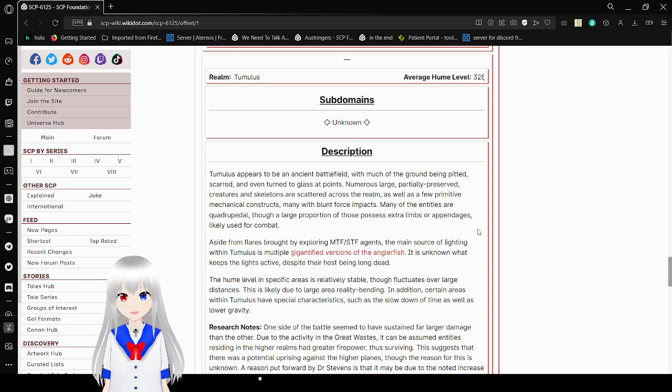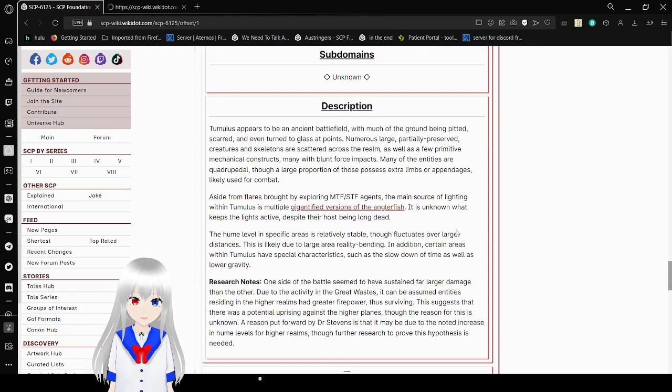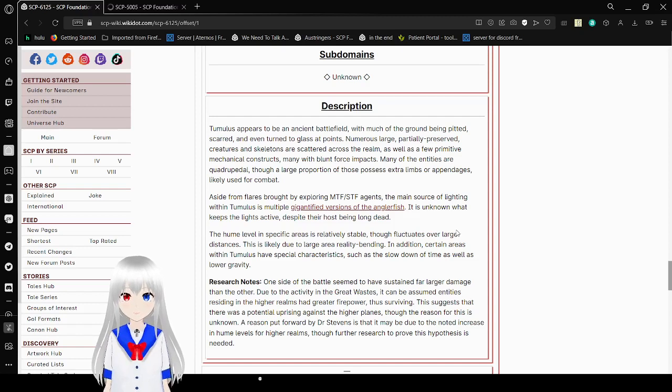Numerous large, partially preserved remains of creatures and skeletons are scattered across the realm, as well as a few primitive mechanical constructs, many with blunt force impacts. Many of these are quadrupedal, though a large proportion of those possess extra limbs or appendages, likely used for combat.